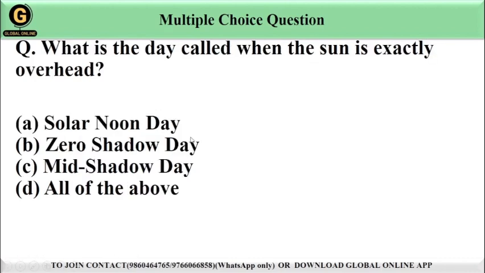So the question is, what is the day called when the sun is exactly overhead? The options are given: option A, solar noonday, option B, zero shadow day, option C, mid shadow day, and option D, all of the above.